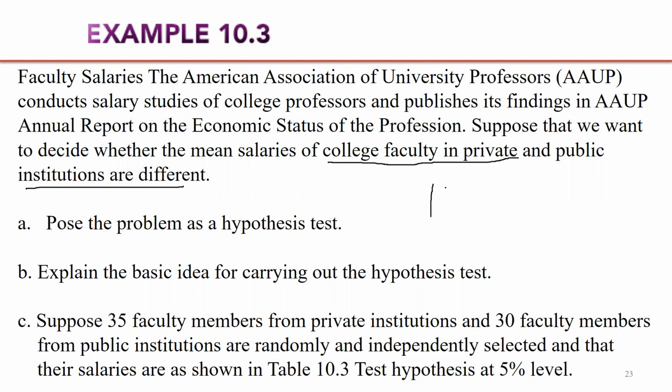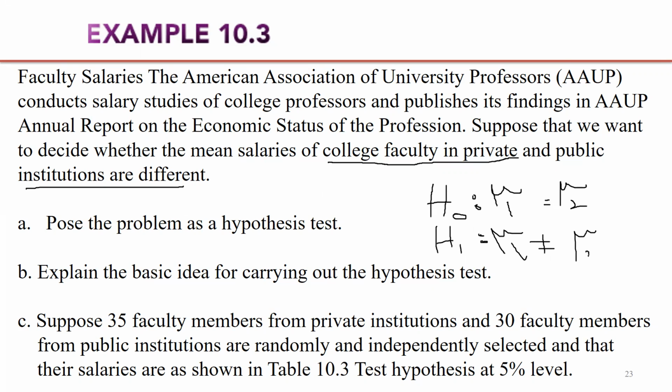H naught will be what? H naught will be they are the same. Mu1, the average salary of all professors in private colleges, is the same as the average salary of all professors teaching in public institutions. They are the same, and we have to check whether the salaries are different. H1 will be what? H1 will be the two salaries are not the same. Mean 1 is not equal to mean 2.